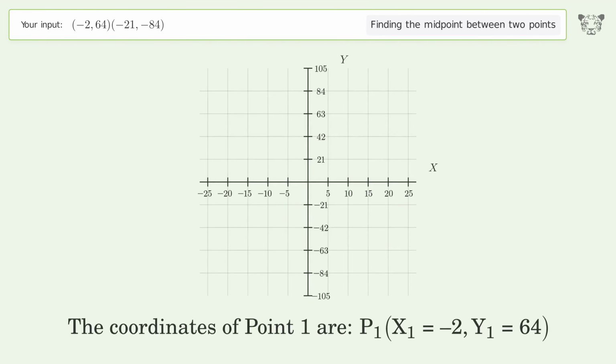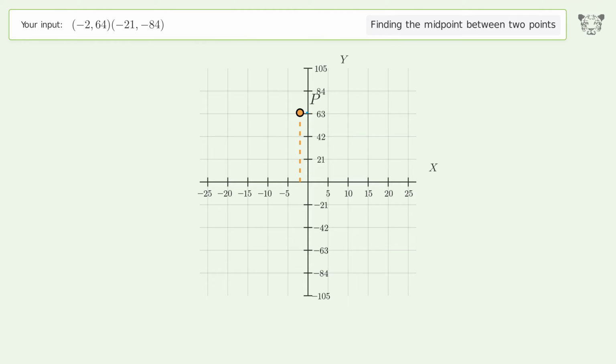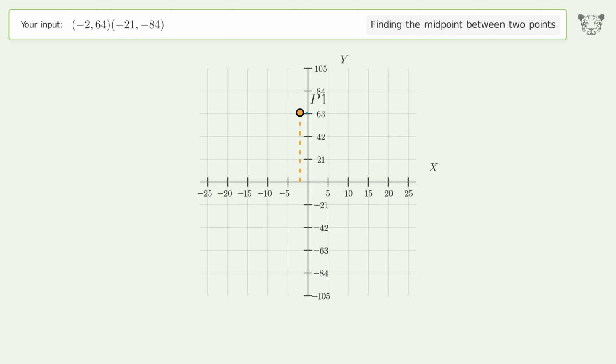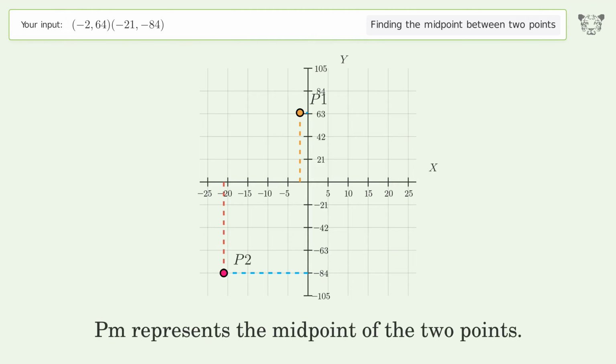The coordinates of point 1 are x1 equals -2, y1 equals 64. The coordinates of point 2 are x2 equals -21, y2 equals -84. PM represents the midpoint of the 2 points.